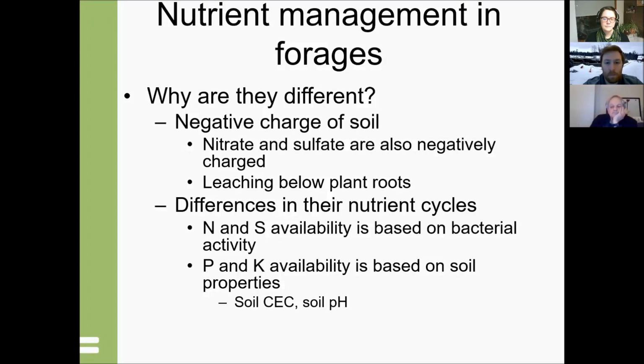Whereas phosphorus and potassium and a lot of the other nutrients that stick around in your soil, their availability is more based on soil properties. If you were around last week, you probably heard me talk about soil pH and the soil cation exchange capacity. For example, potassium is considered a cation because it is positively charged. Since your soil is negatively charged, your soil can hold on to that potassium pretty tightly, and then make it available for the plant to take up.